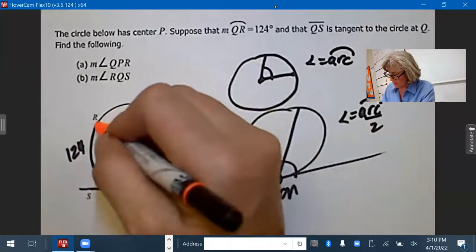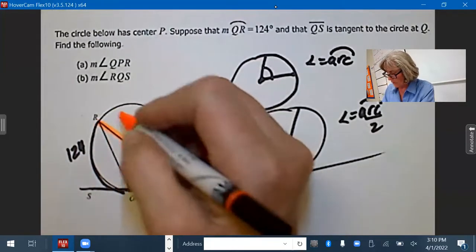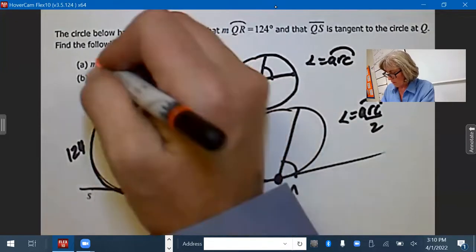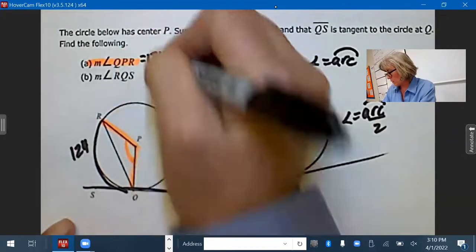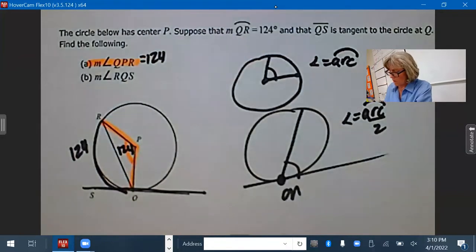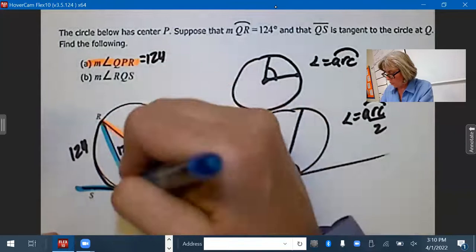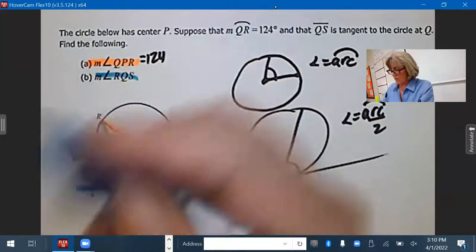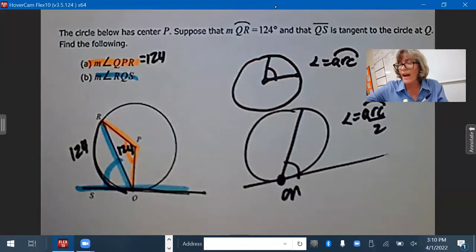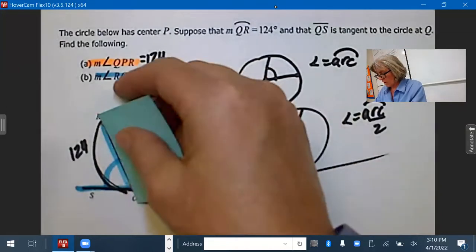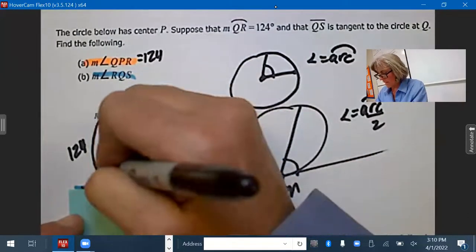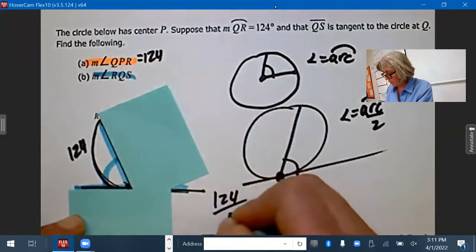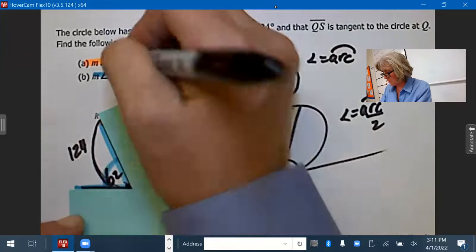So right here, this is a central angle, QPR, and the measure of a central angle to its arc is the same. And then this one is a tan chord. Anything that's on is half the arc, and this is where you use Post-it notes. So taking a look here, that's an on. Anything that's on the circle, its angle equals half. So it's 124 divided by 2, 62.